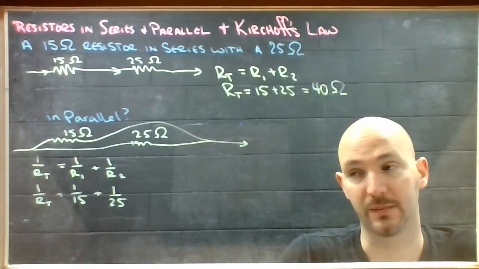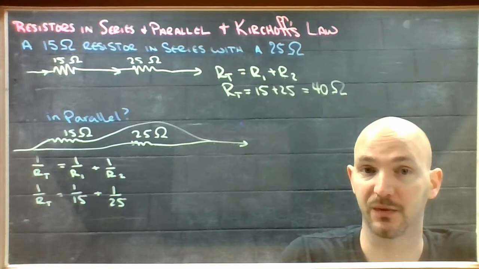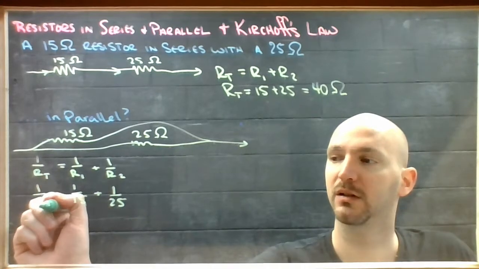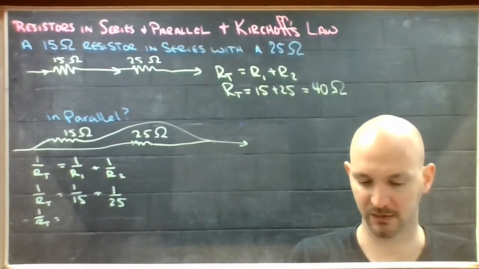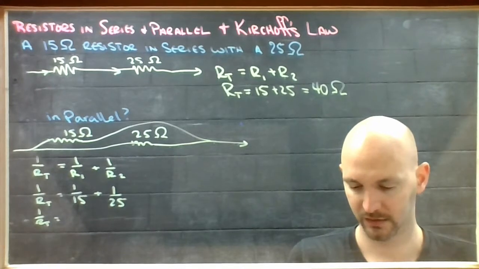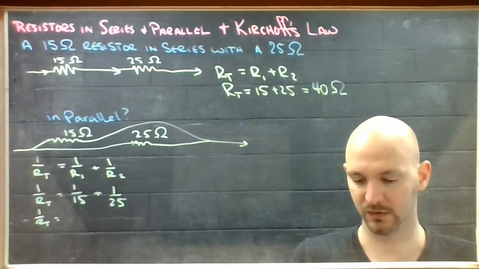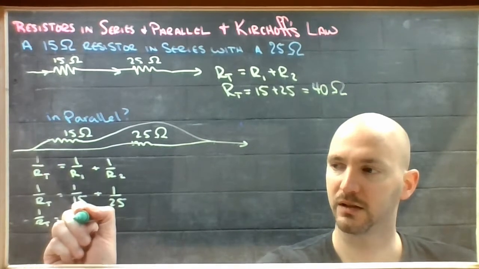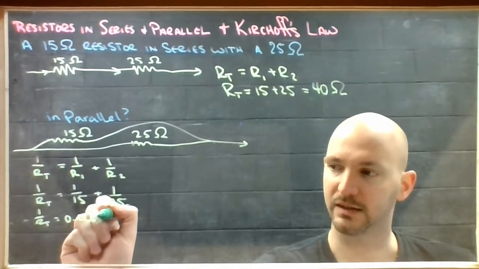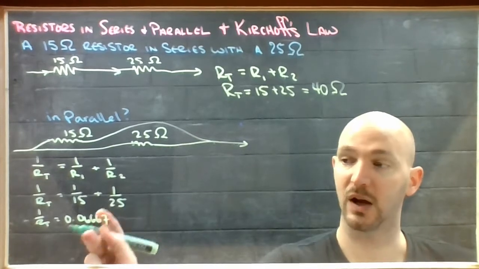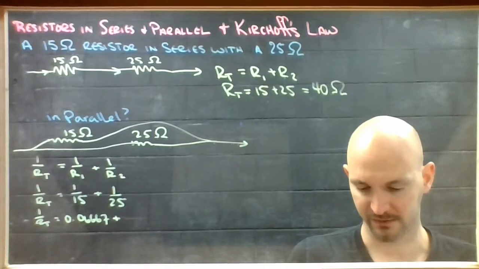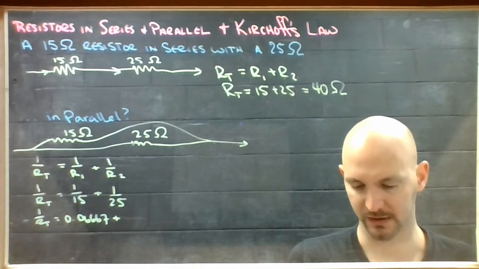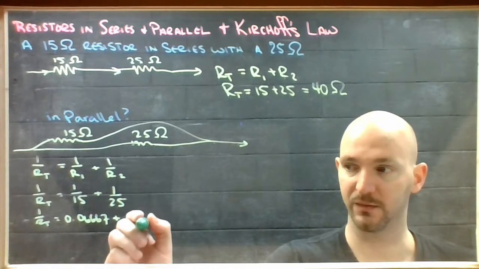Now you can go and you can flip to decimals at this point, so I'm going to do it that way first, and then I'll go back and do the fractions. 1 over RT is 1 divided by 15. And you're going to see in a minute why the decimals are not a good idea. 1 divided by 15 gives you 0.06667. It actually goes on sixes forever. 1 divided by 25 is 0.04.